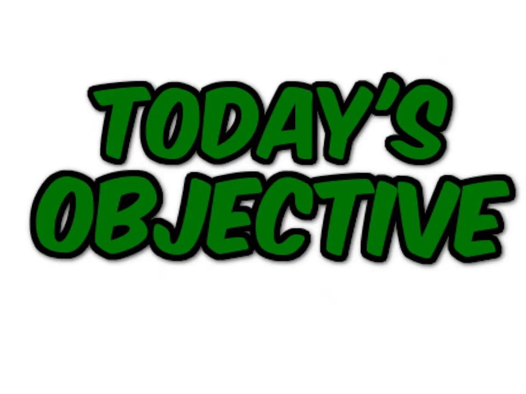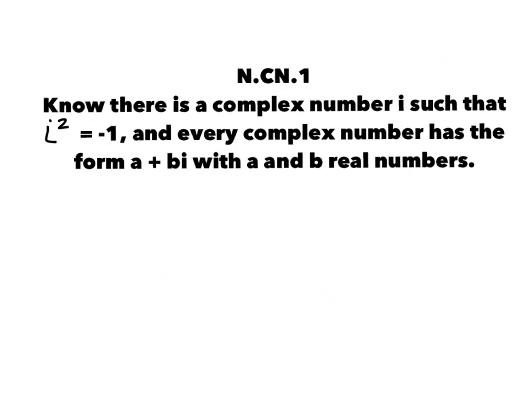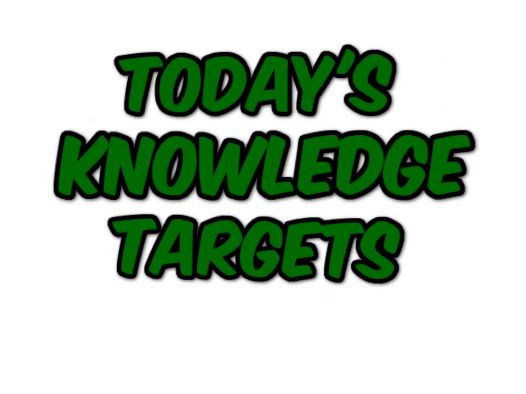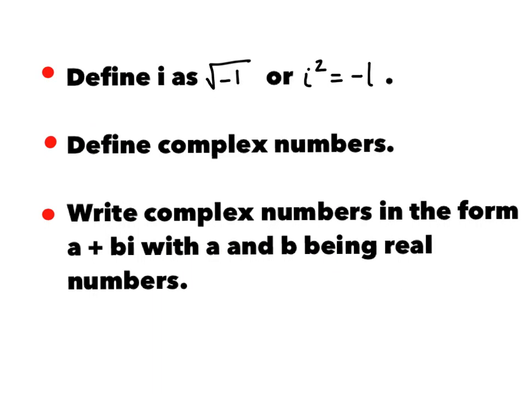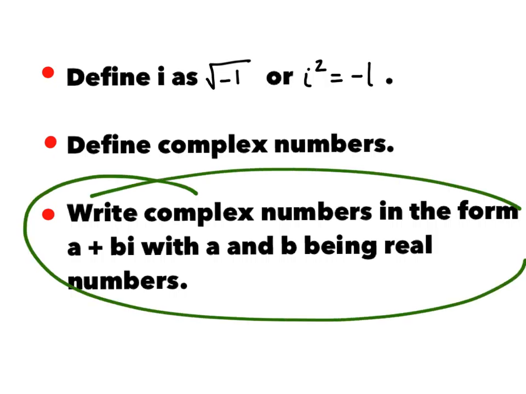Today's objectives: know there is a complex number i such that i squared equals negative 1, and every complex number has the form a plus bi, with a and b real numbers. Today's knowledge targets: define i as square root of negative 1, or i squared as negative 1. Define complex numbers, and write complex numbers in the form a plus bi, with a and b being real numbers. So we're mainly focusing on this one. So when you multiply them out, you have to make sure they're in the right form at the end.